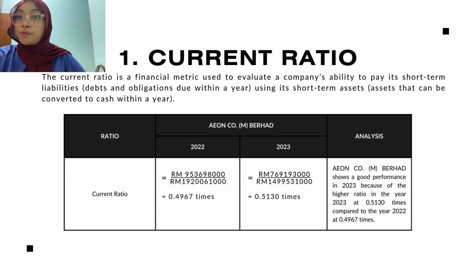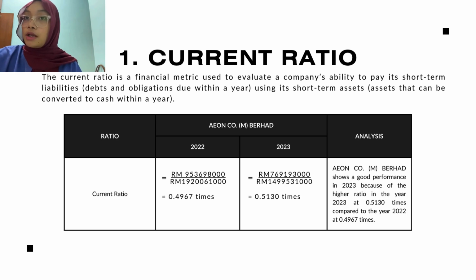So we move to the next point, which is current ratio. The current ratio is a financial metric used to evaluate a company's ability to pay its short-term liabilities, which are debts and obligations due within a year, using its short-term assets that can be converted to cash within a year. So the formula for current ratio is total current assets divided by total current liabilities. And after we calculate for both years, at 2022, we got 0.4967 times. And for 2023, we got 0.5130 times.